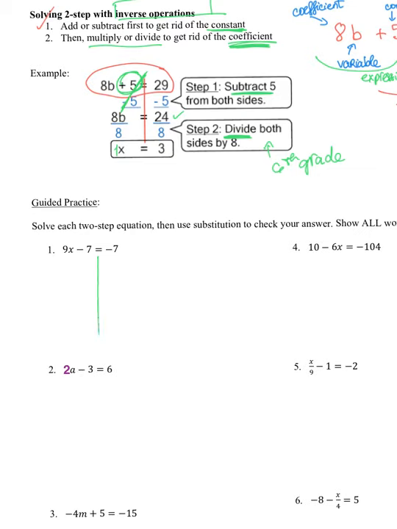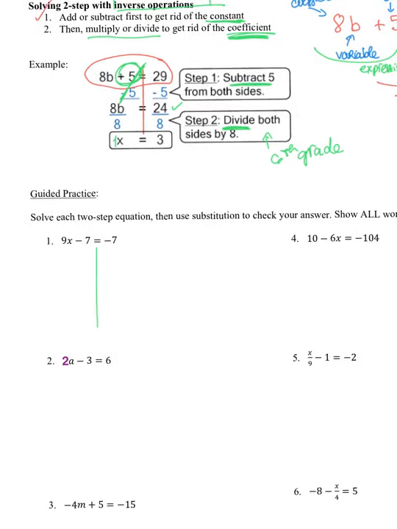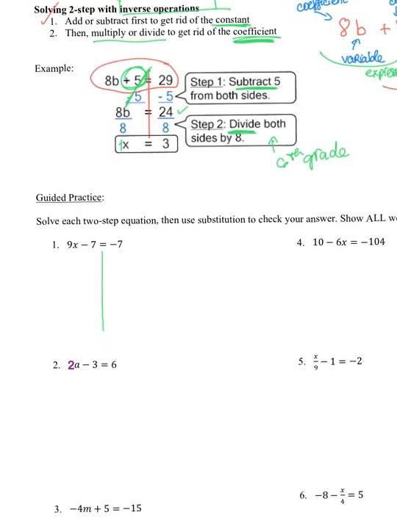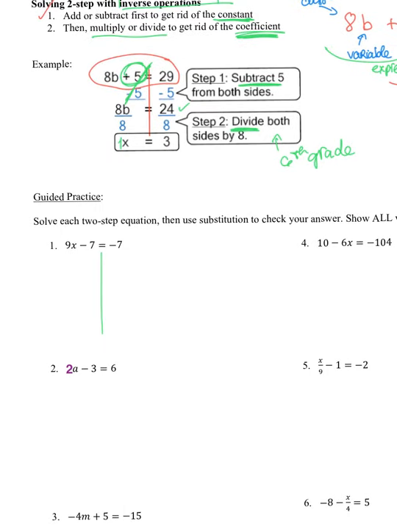So solve each 2-step equation, then substitute to check your answers. Show all the work. First, I'm going to draw the line. My job is to solve the equation, to find out how much x is. So I am going to try to solve for x right here.